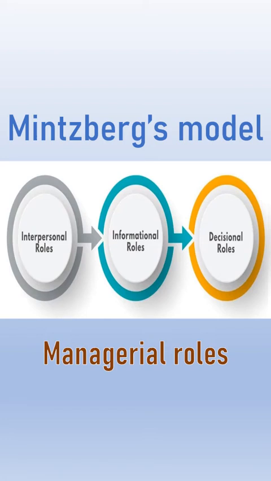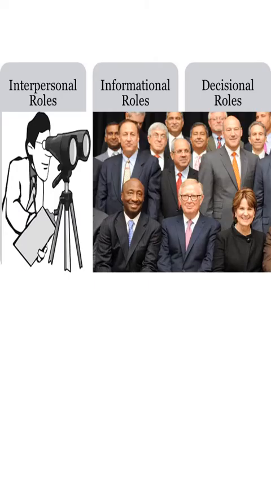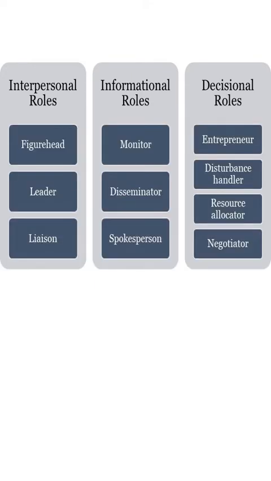Mintzberg model on managerial roles are grouped into three main areas: interpersonal, informational, and decisional. Henry Mintzberg studied chief executive officers to come up with this model. He suggests that there are 10 managerial roles which can be grouped under these three areas: figurehead, leader, and liaison under interpersonal, monitor, disseminator, and spokesperson under informational, entrepreneur, disturbance handler, resource allocator, and negotiator under decision roles. That makes it a total of 10 subgroups.